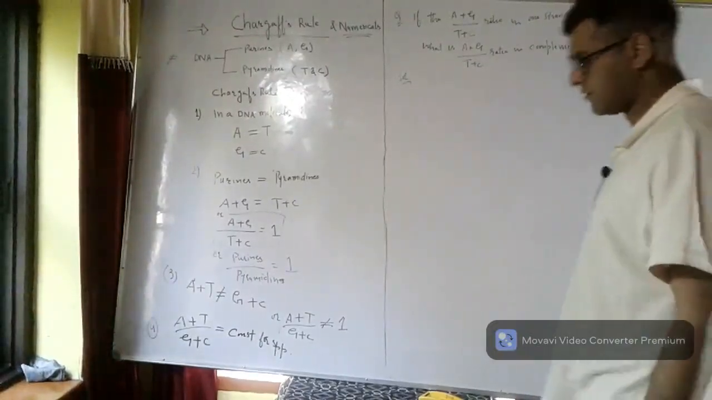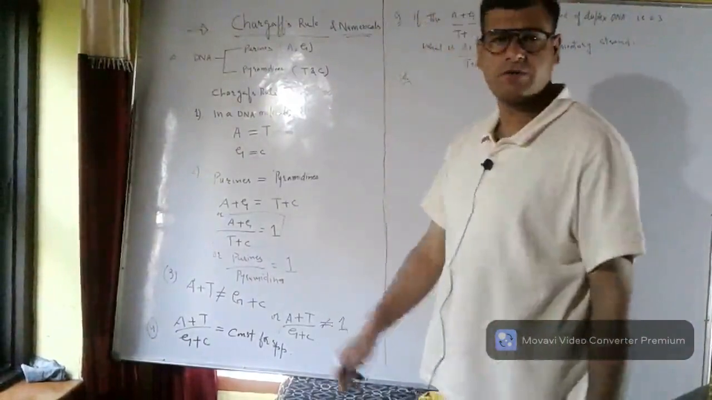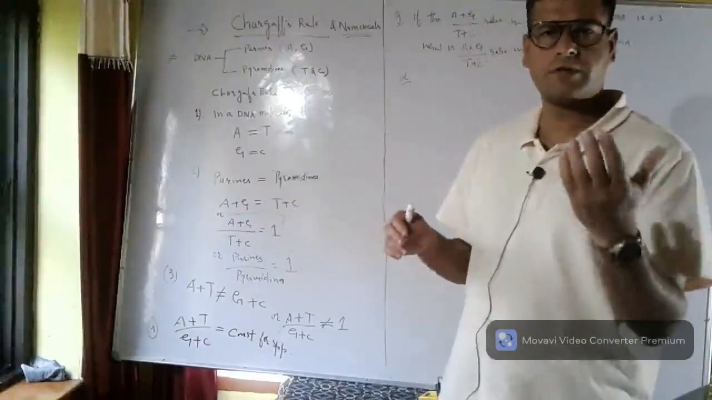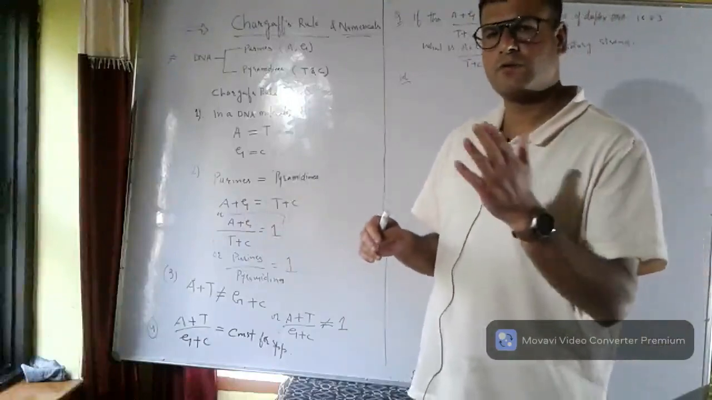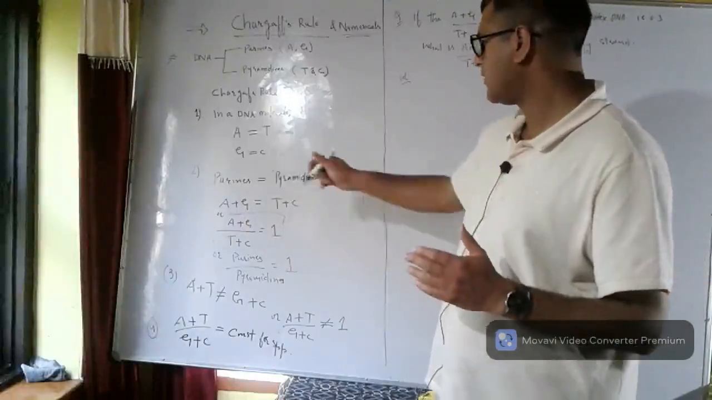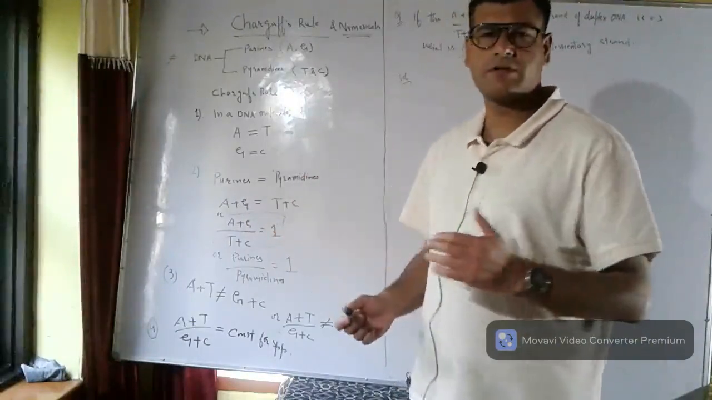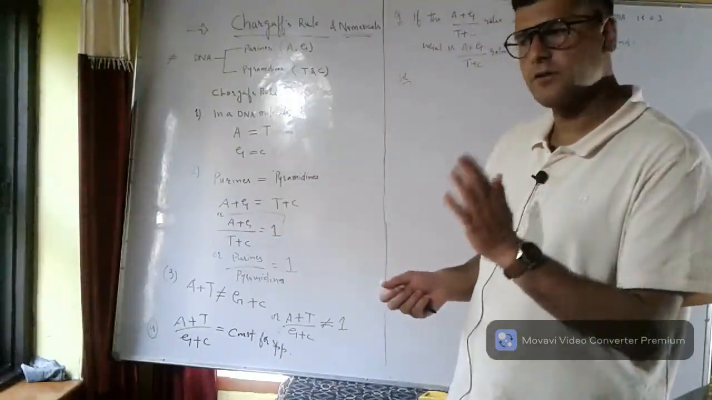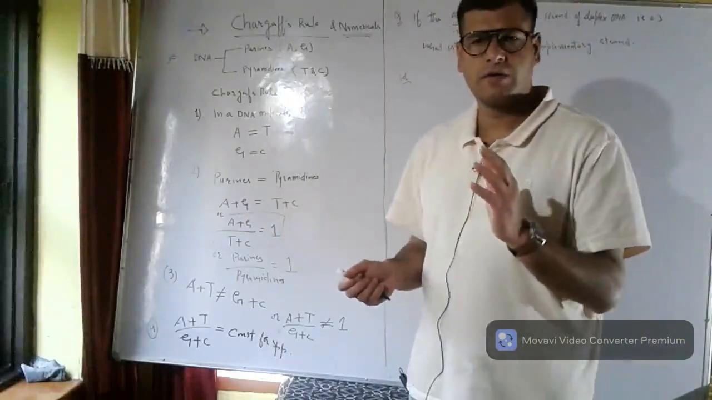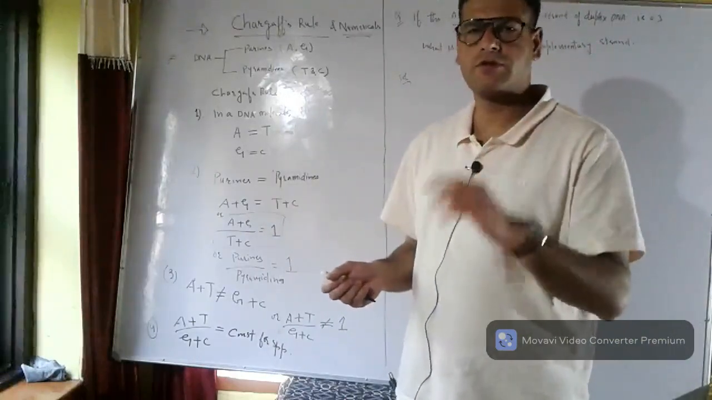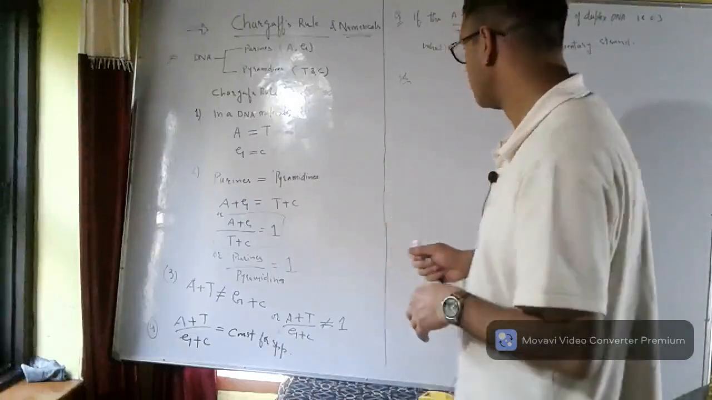We are discussing some of the numericals associated with Chargaff's rule. In Chargaff's rule, you have to remember that the amount of purine is equal to the amount of pyrimidine. That means adenine plus guanine is equal to thymine plus cytosine. Adenine always pairs with thymine, that is, the amount of adenine is equal to the amount of thymine, and the amount of guanine is equal to the amount of cytosine.